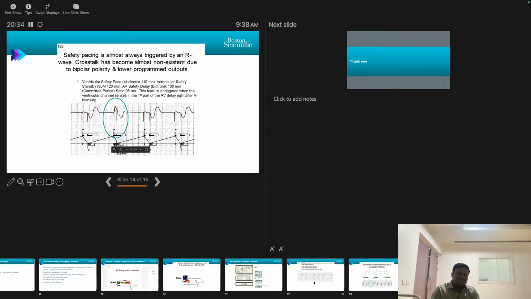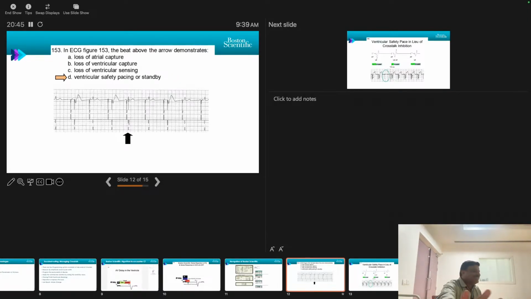By that time, if the device is not able to sense anything from the ventricle lead, then after this 110 milliseconds of AV delay, it will typically look like this. This is the pattern that you are going to observe. If you closely look at the arrow marks, the first atrial beat is almost equal to the ventricular capture, followed by something sensed by the device. After 110 milliseconds, this is a typical Medtronic slide, you will be able to see another spike, but that may not result in capture.